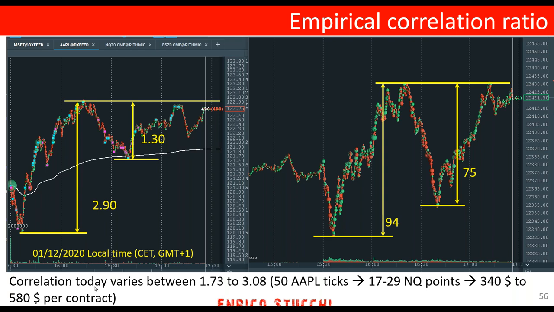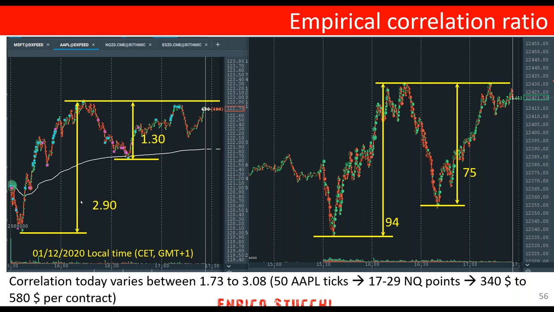So you have to understand the correlation can vary between 1.73 to 3.08. So this divided by this and so on. So 50 ticks on Apple can represent 17 to 29 NQ points, okay? Approximately $340 to $500 per contract.